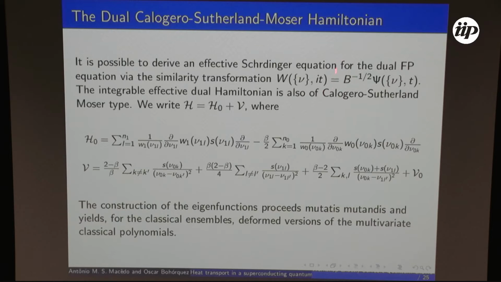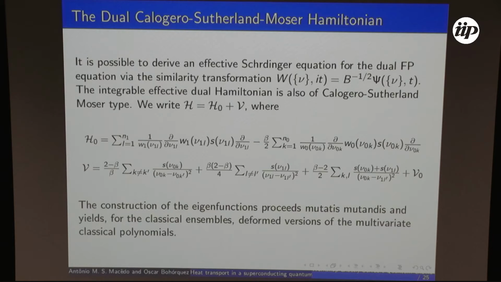So there is a constant term that should be added to the similarity transformation. I am going to solve it problem by problem. And in the end, what you get is a dual Hamiltonian that's also of Calogero-Sutherland-Bose type, also an integrable Hamiltonian. And we know that I can construct the eigenfunctions, proceeding essentially mutatis mutandis with what we've done before.